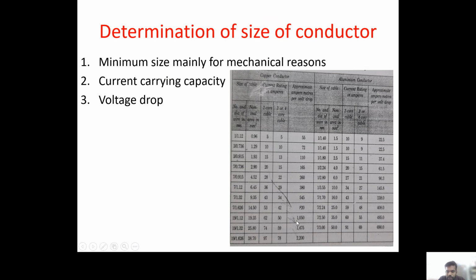That is 50 into 500, which is 25,000. So just take 25,000 divided by permissible voltage drop. Permissible voltage drop is 20. Then we get 1250. Now we have to go for that table. Where is 1250 here? 1250 is not here. So the next rating is 1475. For 1475, the size of that particular cable is 19 by 1.32. That is the cable that we have to select. That's how we need to calculate the size of the cable.